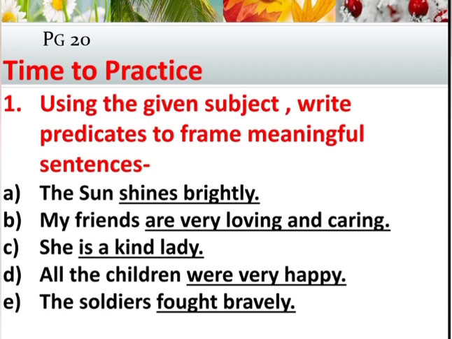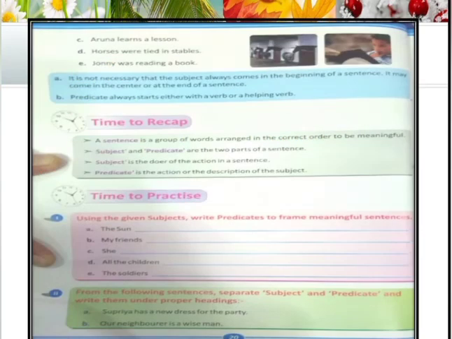All the children. All the children were happy. Or you can write, all the children were playing in the park. All the children are dancing on the stage. You can write any. The soldiers fought bravely. So you have added predicates to complete the sentence and give it a meaning. Let's move ahead to question number 2. Question number 2 here says, from the following sentences, separate subject and predicate and write them under proper heading.